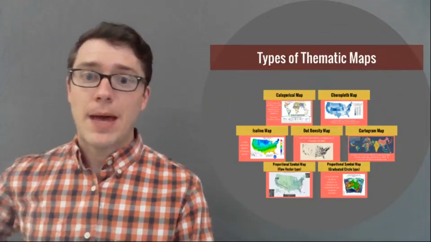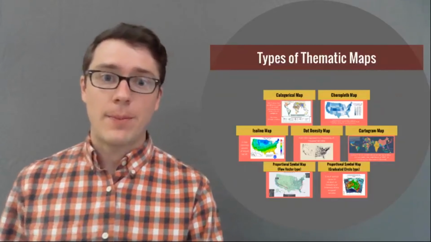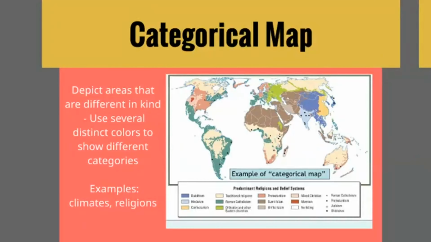So there are a lot of different types of thematic maps. And before we start studying them, we have to understand what each type of thematic map is. So let's look at the first one, which is a categorical map. Categorical maps depict areas that are different in kind. So they use several distinct colors to show different categories.